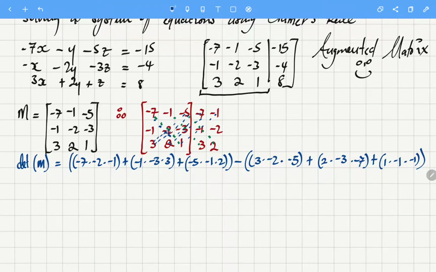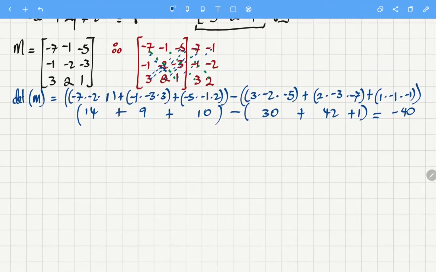Oh sorry, my bad. That's 1 times 1, not minus 1. So that'll be minus 14, that's 9, and that's 10. Then that's 30 plus 42 plus 1, and simplifying that further, that'll be minus 40. So that's the determinant of M.